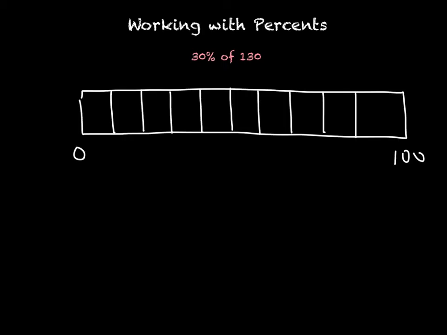So I went ahead and got us started. I have a percent bar. You'll notice on the bottom I have 0 and I have 100%. Let's go ahead and label that as 100%. And then on the top I'm going to do 0 and I'm going to do 130. Now you'll notice, since we were looking at 30%, I went ahead and broke my percent bar into 10 equal parts. Or they should be 10 equal parts.